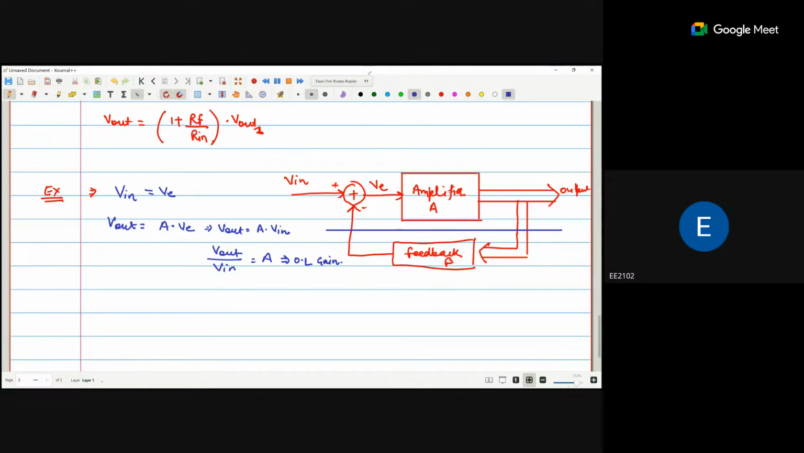Now if we are talking about the closed loop gain, we already discussed that V out upon V in is what? A upon 1 plus A beta. In the previous class we discussed this. So that is called the closed loop gain.